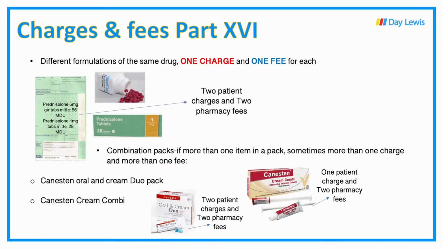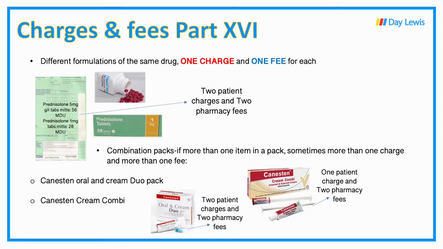Let's have a look at different formulations. So here we have a prescription for prednisolone gastro-resistant and prednisolone normal release. So here, even though they are the same drug, because they are formulated in 2 different ways, so as a gastro-resistant preparation and a normal release, they will be treated as 2 individual items. So you will have to charge the patient 2 patient charges, and you will gain 2 pharmacy fees. Okay, so even though they are the same drug, it's 1 charge and 1 fee for each item of a different formulation.